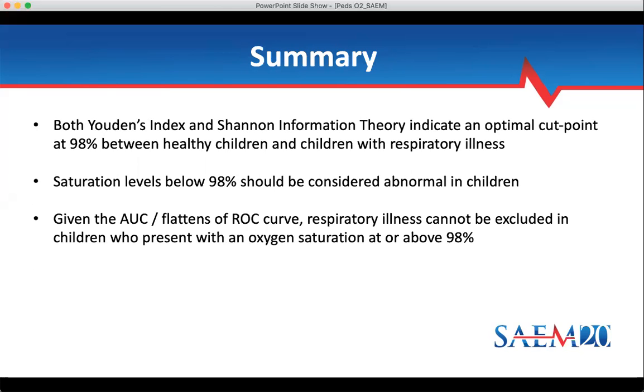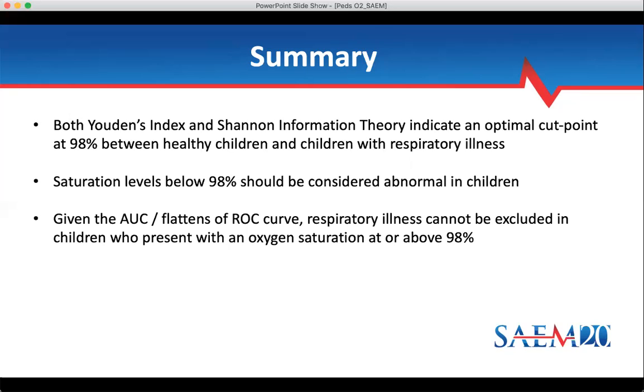So in summary, both Youden's index and Shannon information theory indicate an optimal cut point at 98%, which would be the level at which, or a level below which, would be abnormal in healthy children. And then we looked at the area under the curve, which shows a very flattened ROC curve, which would signify that respiratory illness cannot be excluded in children who present with oxygen saturations at or above 98%.